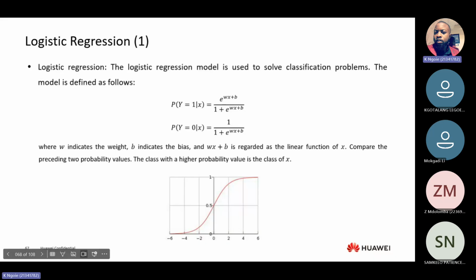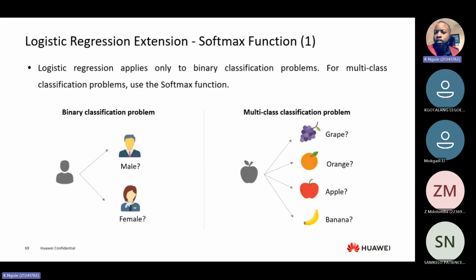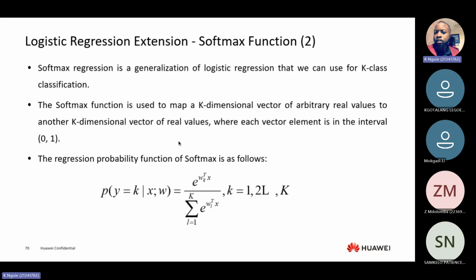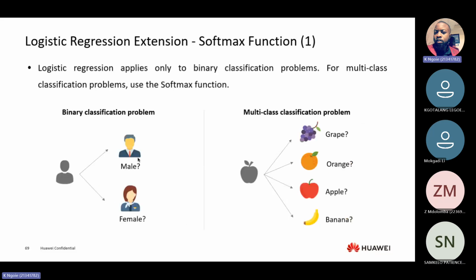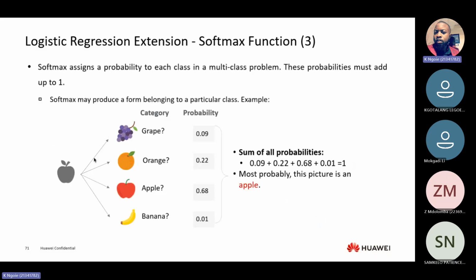We spoke about linear regression, spoke about logistic regression, and then we have other algorithms as well, such as the softmax function. Basically, the softmax function is just a function that will be used mostly when we have a multi-class classification problem. But if we have a binary classification where we're deciding between two, we're going to use logistic regression. All right.